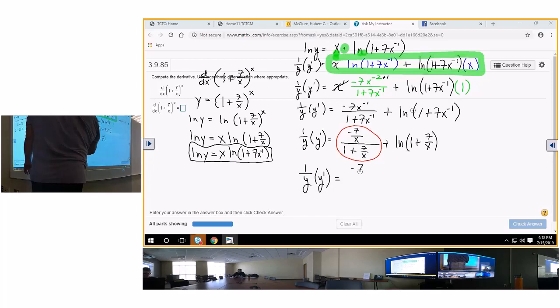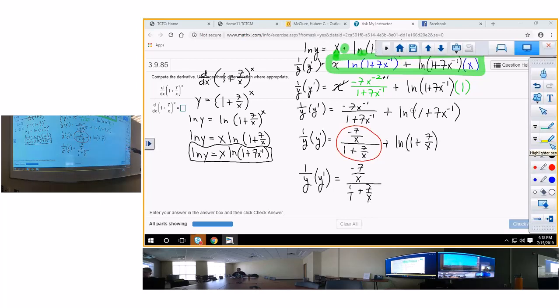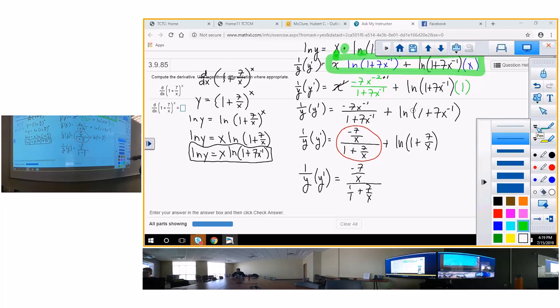Negative 7 over x over 1 over 1 plus 7 over x. What is the common denominator of x, 1, and x? 1 over x, Hubert. That's right.